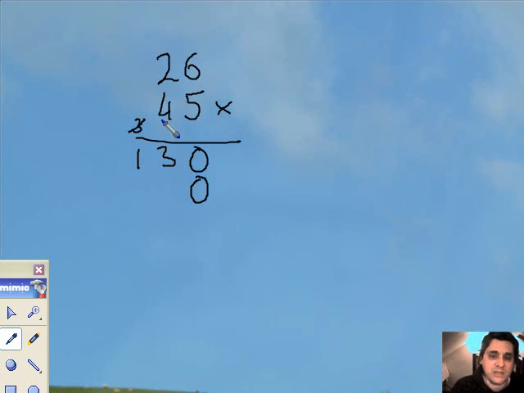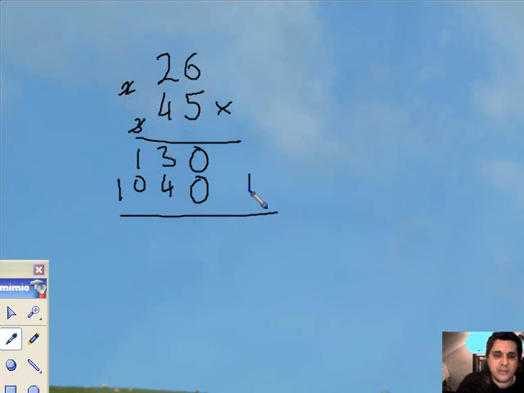So 4 times 6 is 24. Don't forget to add the 2 later. 4 times 2 is 8, plus those 2 is 10. 1, 0 makes 10, and I've used that. Let's get rid of it. Now we just add the 2 parts. This bottom part of course is 40 times 26, and just to remind you, this top part was 5 times 26. So we've got the 2 parts to add.